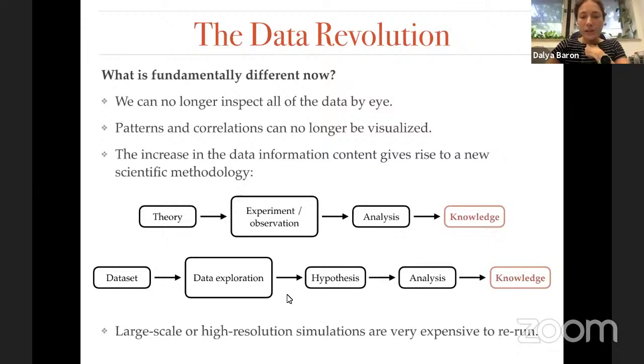In addition to this, these things are true for simulations as well, for simulated galaxies. But in addition to that, when we're talking about large-scale simulations or high-resolution simulations, we can no longer rerun them again and again and change the various tuning parameters that we're interested in. So even exploring our models has become extremely difficult.